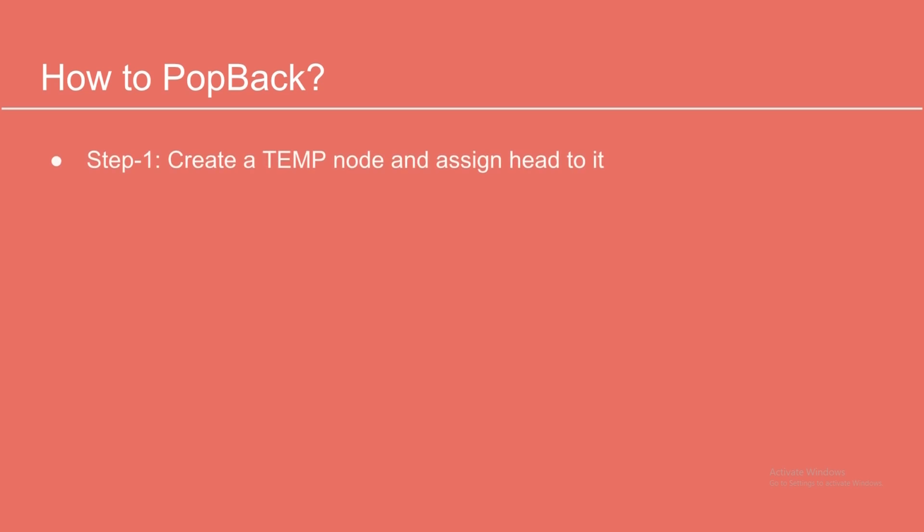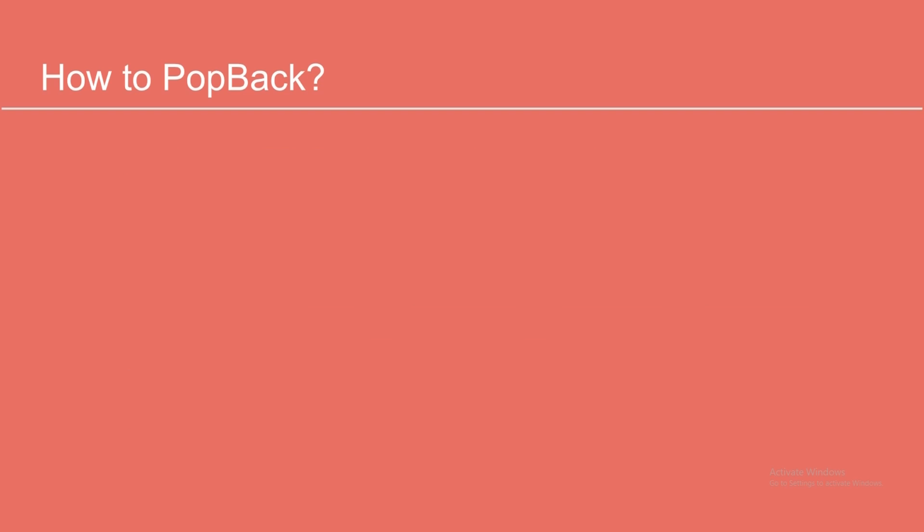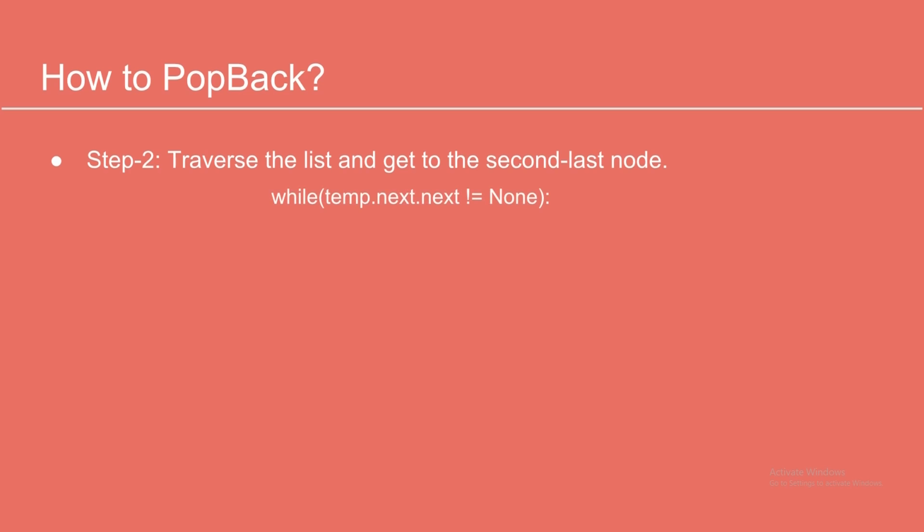The first step is to create a temporary node and assign head to it. Let's say we are given the following list. Now both the temporary node and the head are referring to the first node, that is node 10. The next step is to traverse the list and get to the second last node of the list. So, while temp.next.next is not equal to none, that is, we need to check next to next node. If we only check temp.next is not equal to none, then we will reach the last node instead of the second last. We will move to the next node.